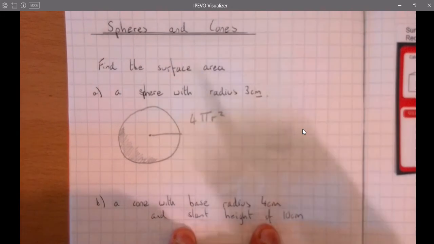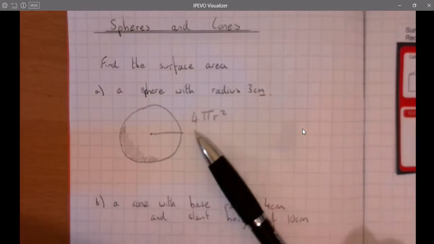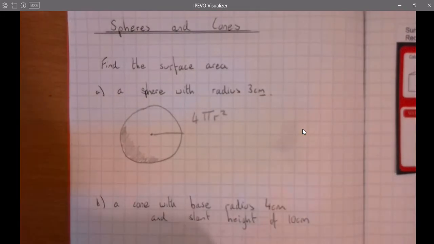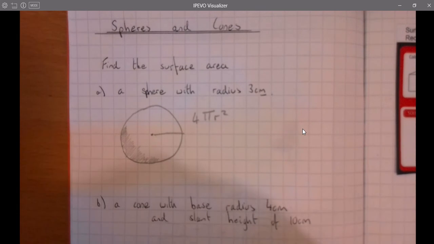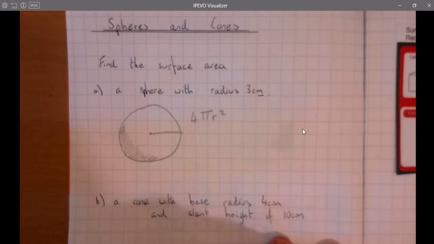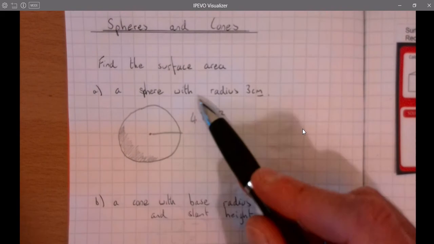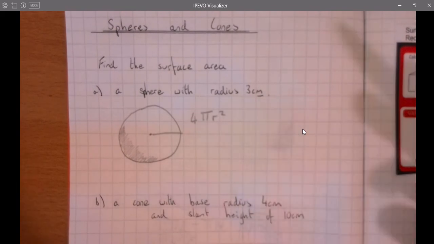Now generally if this comes up in an exam question it would usually give you this, so it's not vital that you remember that off by heart. It's useful, but you'll be told it if you need it. So here we go, a sphere with radius 3 centimeters. I want to find out the surface area.